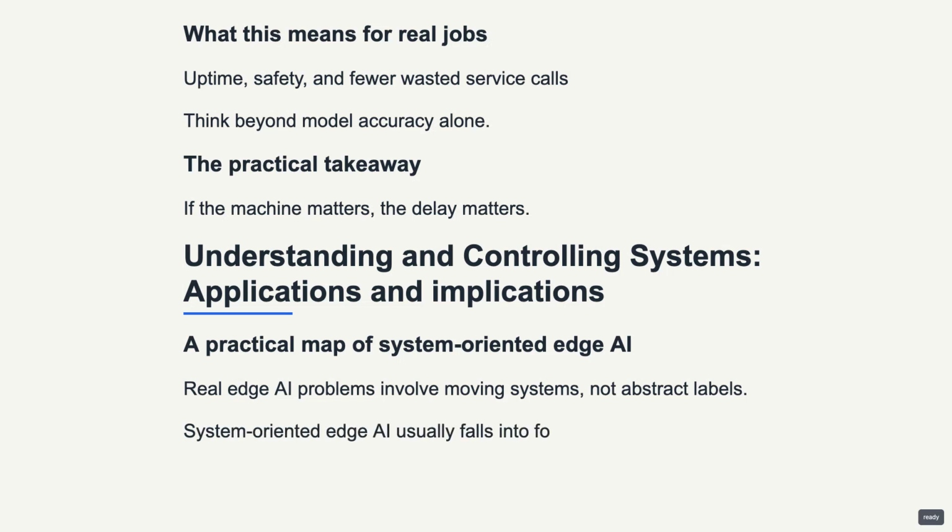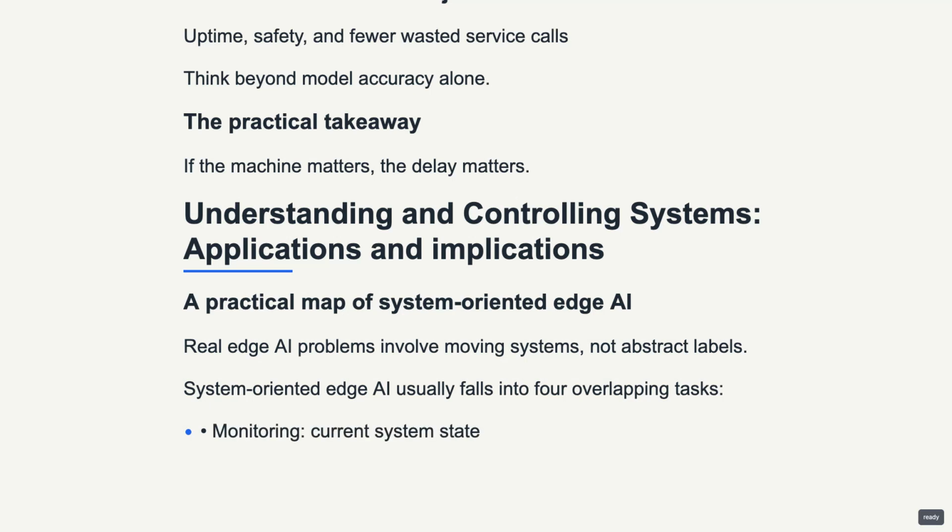A helpful way to organize these problems is by function. The same deployment may monitor, predict, detect anomalies, and sometimes control the system, but those jobs are not identical. Monitoring keeps track of what equipment or infrastructure is doing right now. The point is awareness, knowing the present condition well enough to notice change.